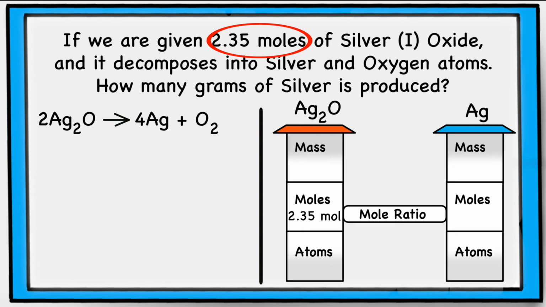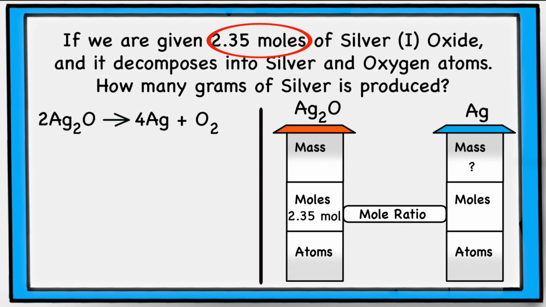We're wanting to find mass of silver atoms, so we're going to have to put a question mark in the mass portion of the silver building. Just following the illustration, we see that we're going to use the mole ratio bridge to get over to moles of silver, then use the formula mass to get grams of silver produced.